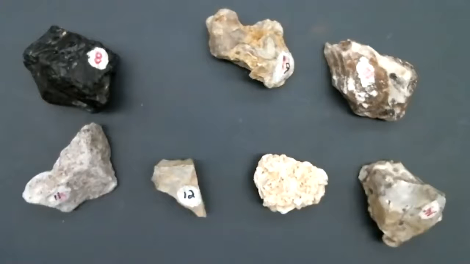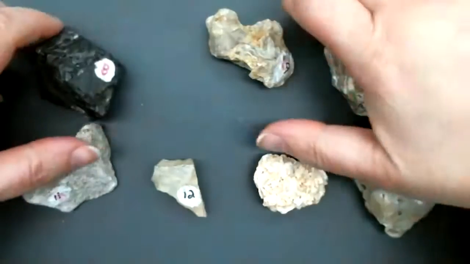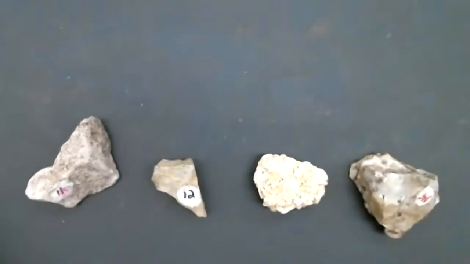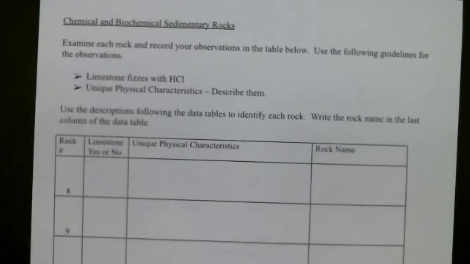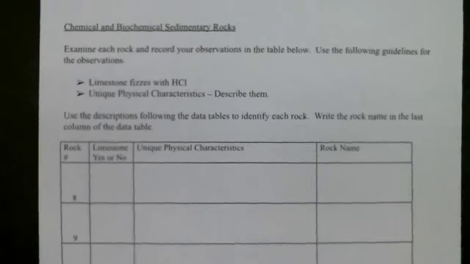All right, so these are the rocks that we're going to identify. And the first thing we're going to do is, I normally start with seeing if it's limestone or not, but we're going to have to put hydrochloric acid on the rocks for that, and it makes them wet. So I think we're going to describe them first. So you're going to need your lab paper or Google Doc. So I'm just going to use the paper just out of convenience while I'm filming this. And we're going to describe the rocks.